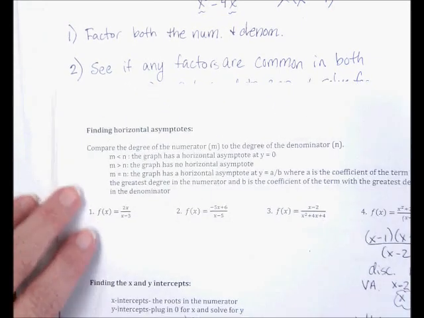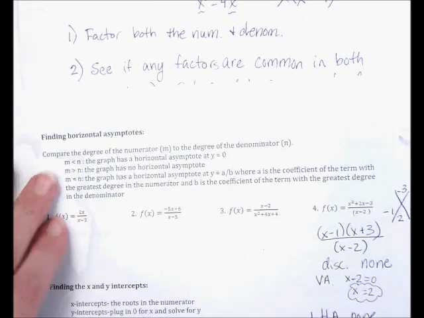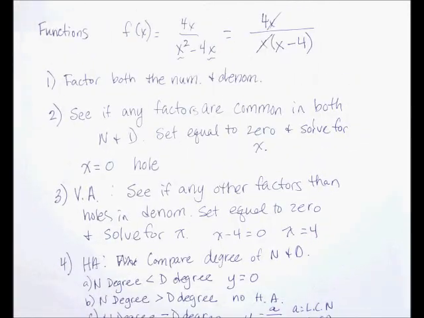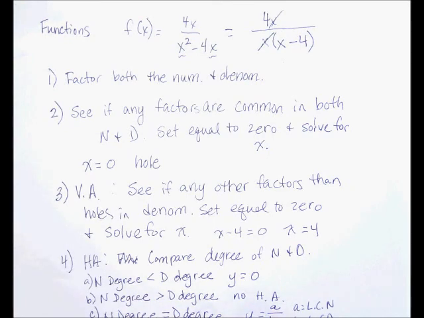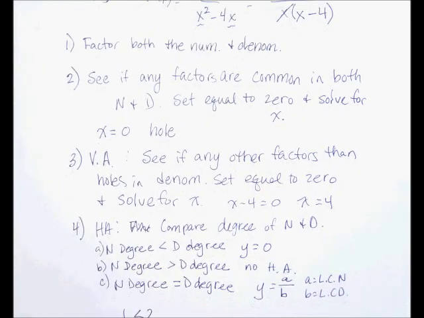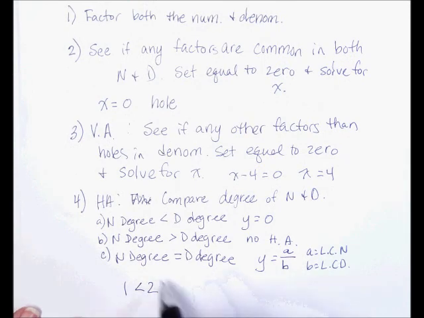All that can be found in your packet that was handed out on Friday. Looking at our original problem, you can see that the degree of my numerator is 1, and the degree of my denominator is 2, and so 1 is less than 2, so I have a horizontal asymptote at y equal to 0.